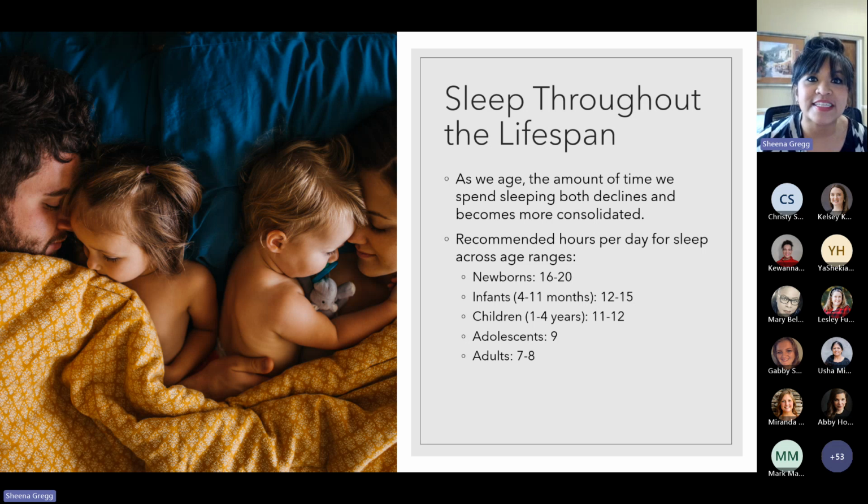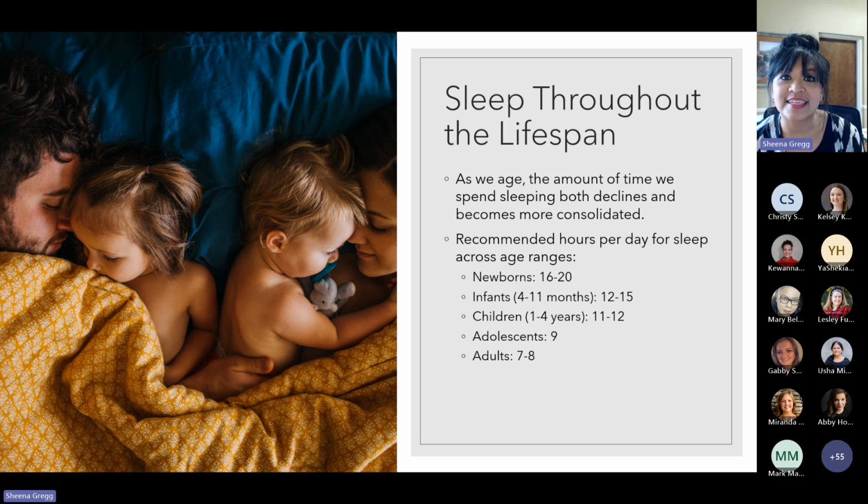For the infancy stage of 4 to 11 months, 12 to 15. Children aged 1 to 4, closer to 11 to 12. And that doesn't necessarily have to be consistent. That's why we do have built-in naps, through daycare or any other environment. Usually it's not necessarily going to be 11 to 12 hours overnight.